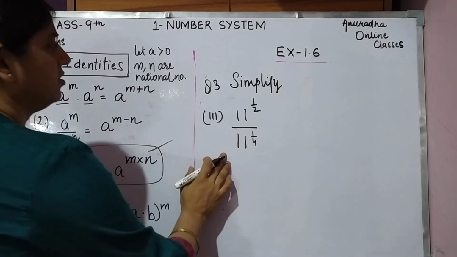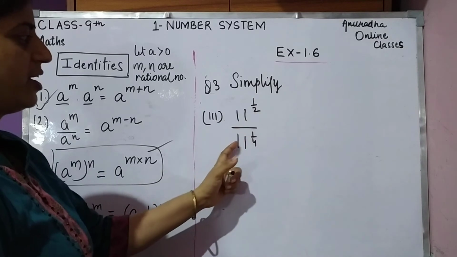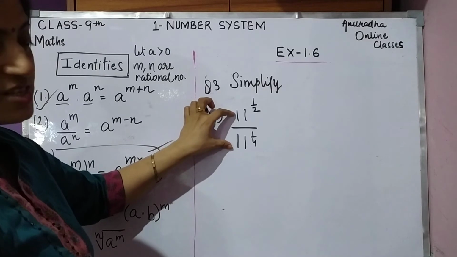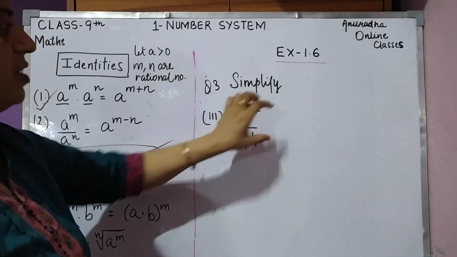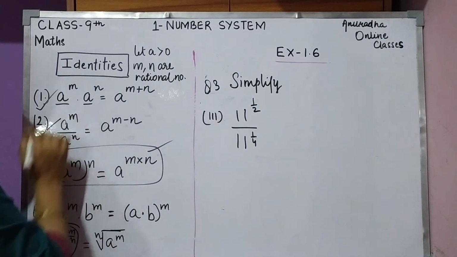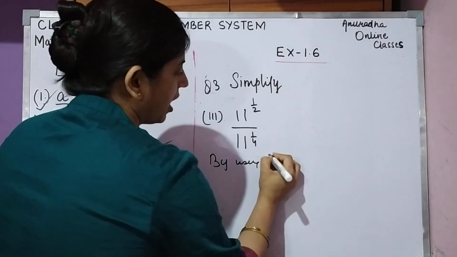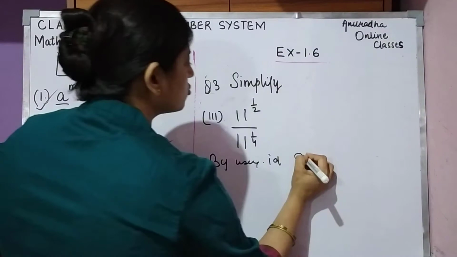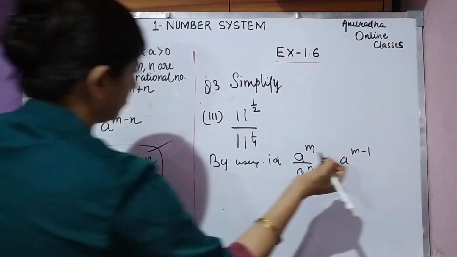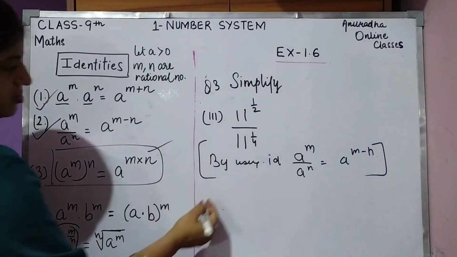See children, here third part you can see 11 to the power 1 by 2 and 11 to the power 1 by 4. Okay, 11 is the base. Bases are same, but powers are different, and these are dividing. That means second identity will be used: a to the power m divided by a to the power n is equal to a to the power m minus n. So in this way we'll use this identity and solve this question.